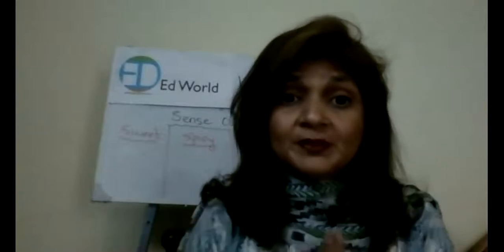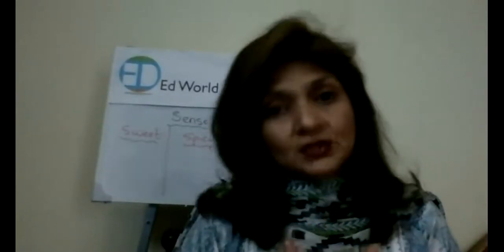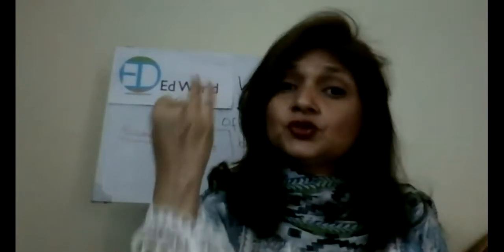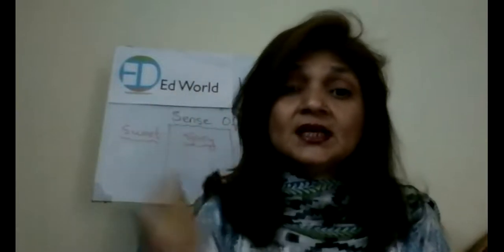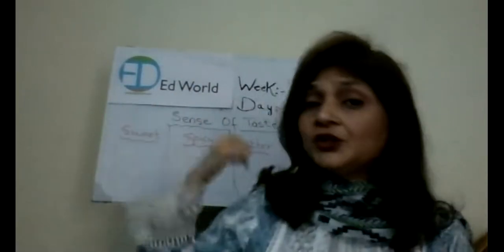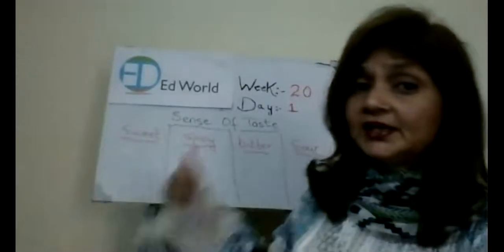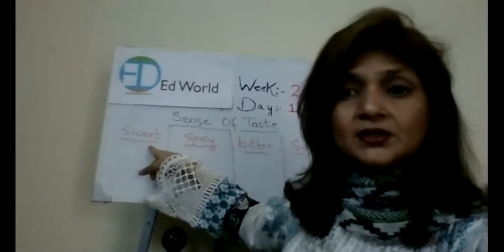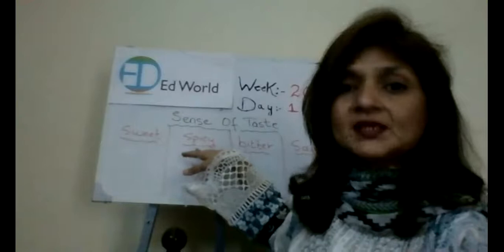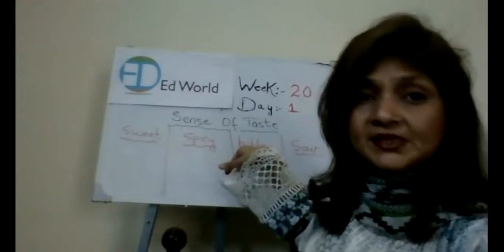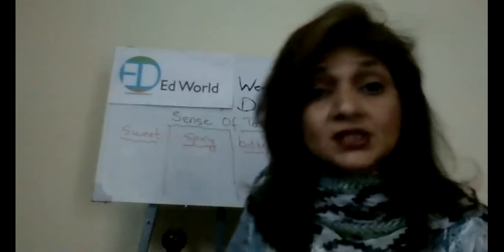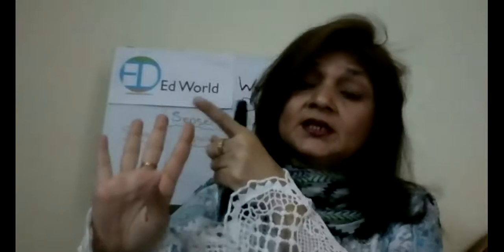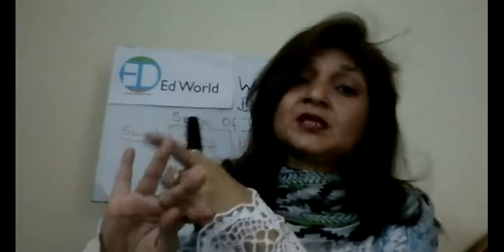Pizzas. What is the taste of pizza? It's salty and it's spicy, right? So that means sweet, salty, spicy. These are what type of words? These are all your taste words. You can see here on my board also, I have written all the words. You can read out: sweet, spicy, bitter, and the last one is sour. So these are actually four taste words: sweet, spicy, bitter, sour.